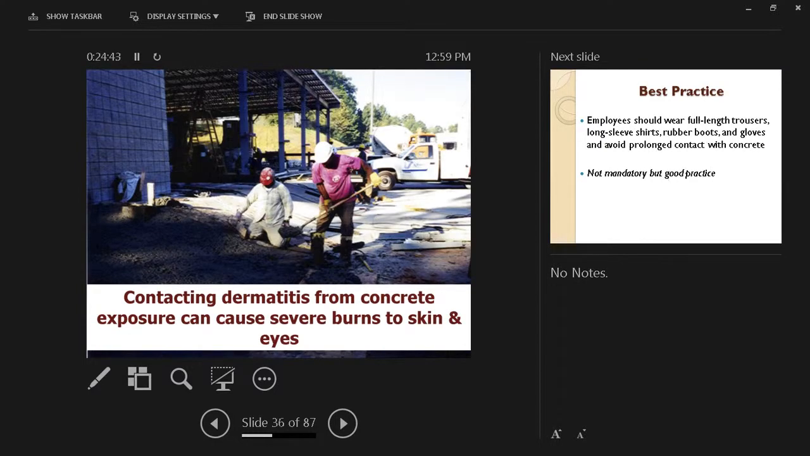Another hazard of dealing with concrete is the long exposure to concrete itself, its effect on the skin, which can cause a skin disease called dermatitis. So contact dermatitis from concrete exposure can cause severe burns to skin and eyes. Therefore, we're talking about gloves, we're talking about boots, and preferably long sleeve shirts and long pants, not shorts, definitely, to cover as much skin as we can and try to eliminate any unnecessary exposure to concrete.